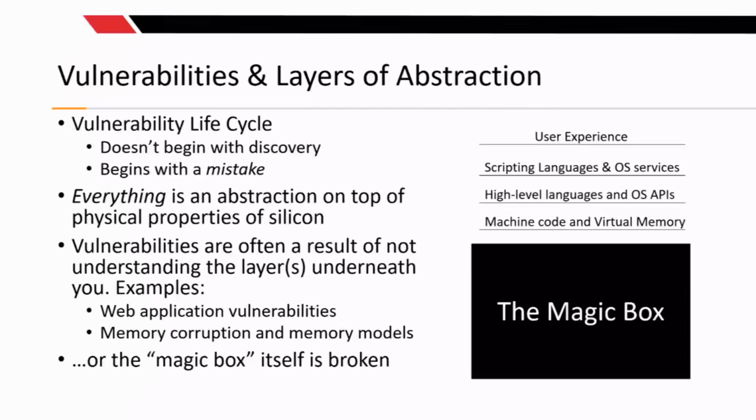You have high-level languages like C and C++ that are compiled, and that sits at a layer of abstraction closer to the metal than a scripting language does. Below that, you're dealing with things like machine code and disassembled code and virtual memory spaces. And then underneath that, there's even more and more. It's turtles all the way down, right?